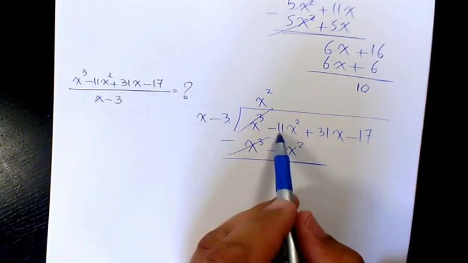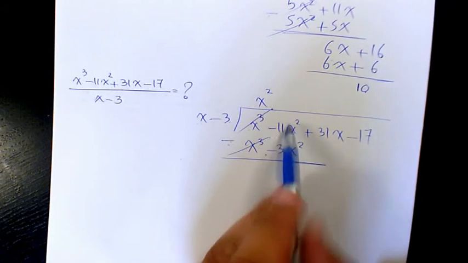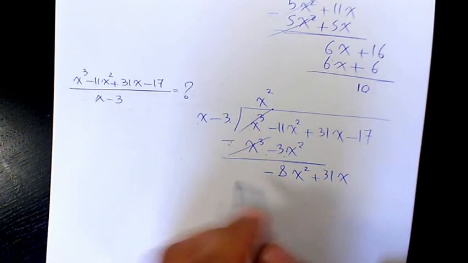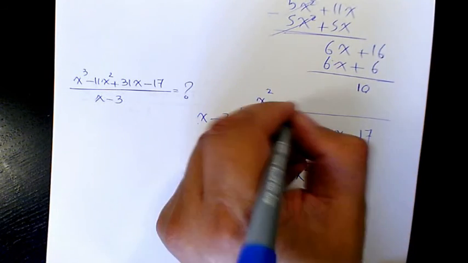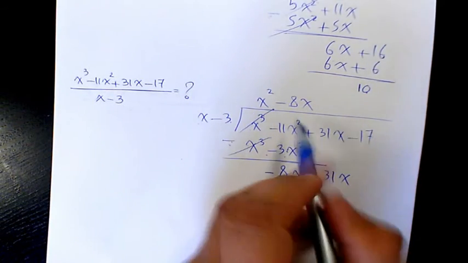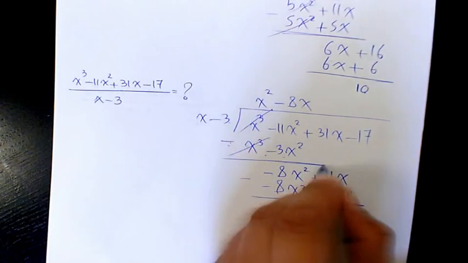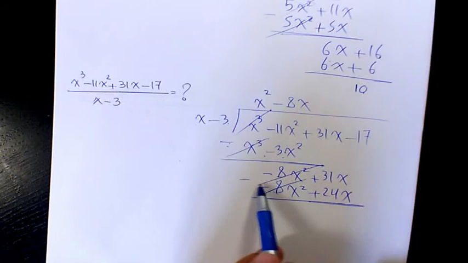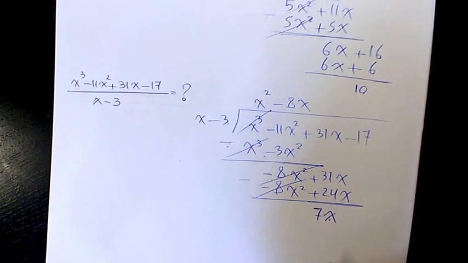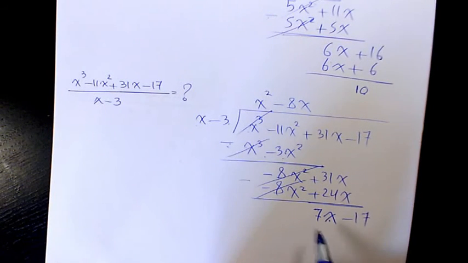These cancel out. Negative 11x squared minus negative 3x squared is going to be negative 8x squared, plus 31x. Negative 8x squared divided by x is going to be negative 8x. Negative 8x times x is going to be negative 8x squared. Negative 8x times 3 is going to be negative 24x. When you subtract it, these two cancel out. 31x minus 24x is going to be 7x. Then you bring the next term down, negative 17.